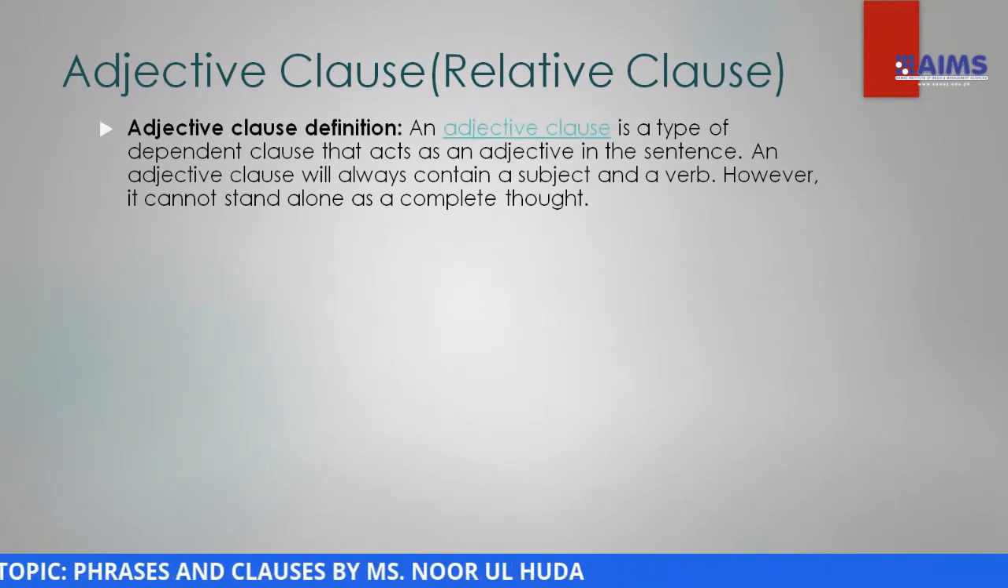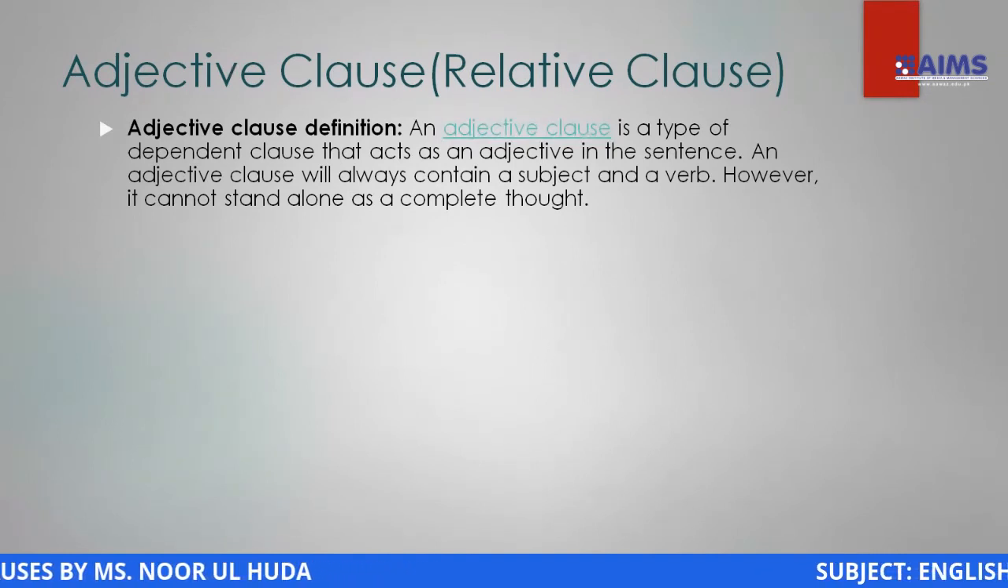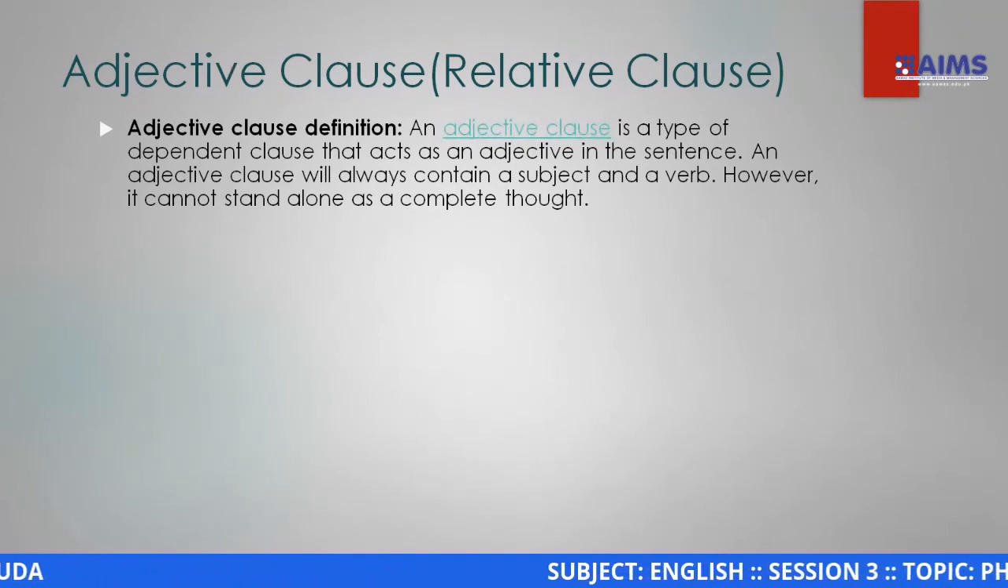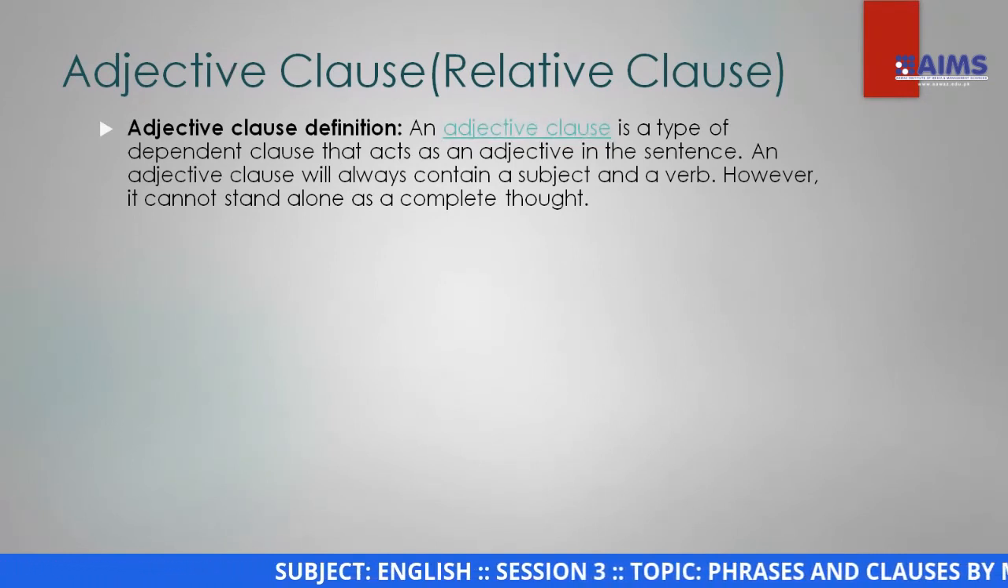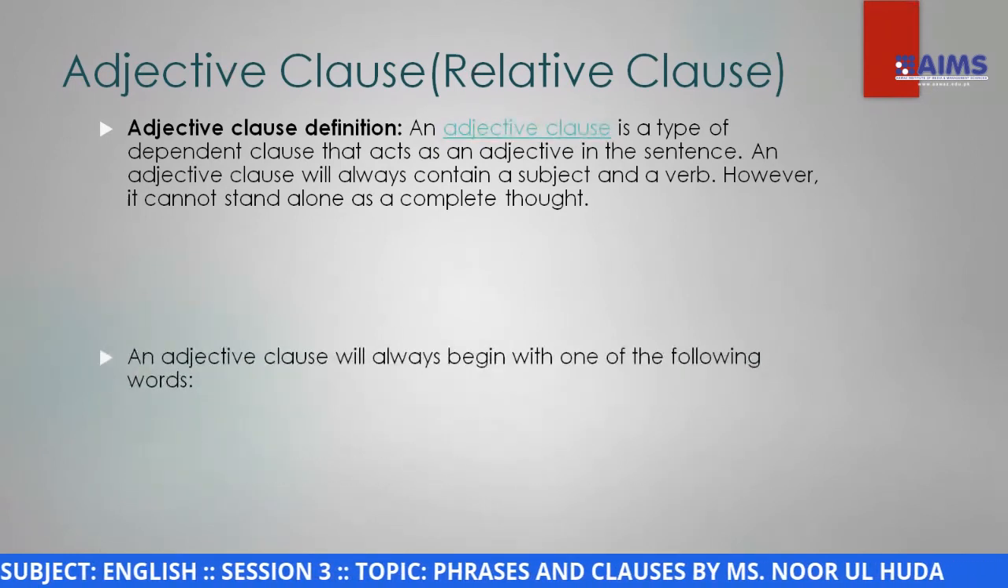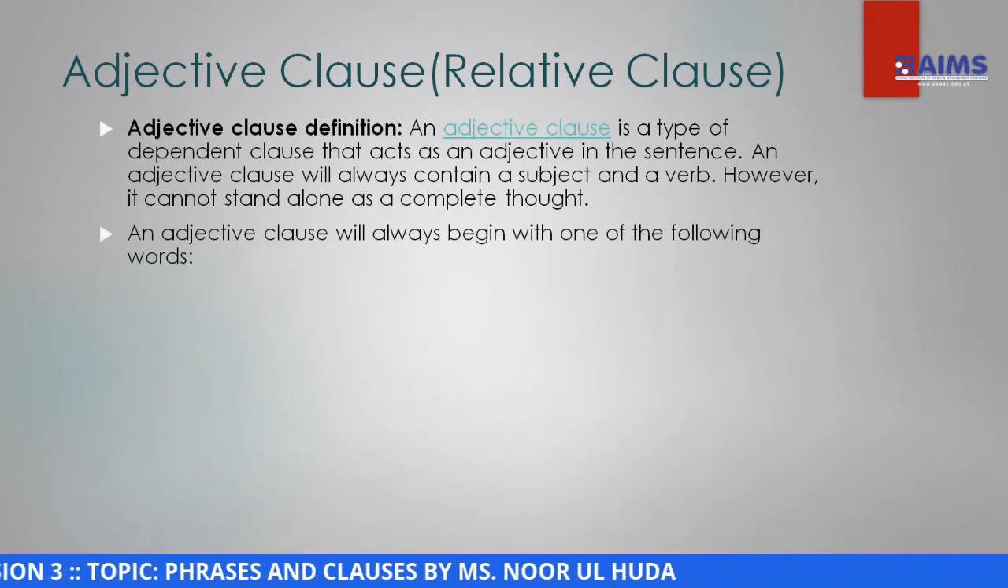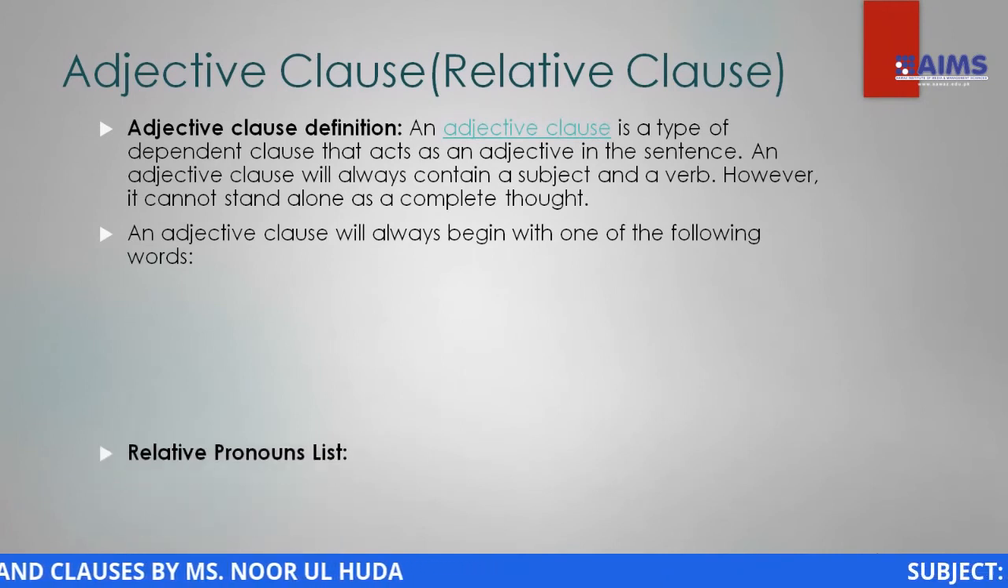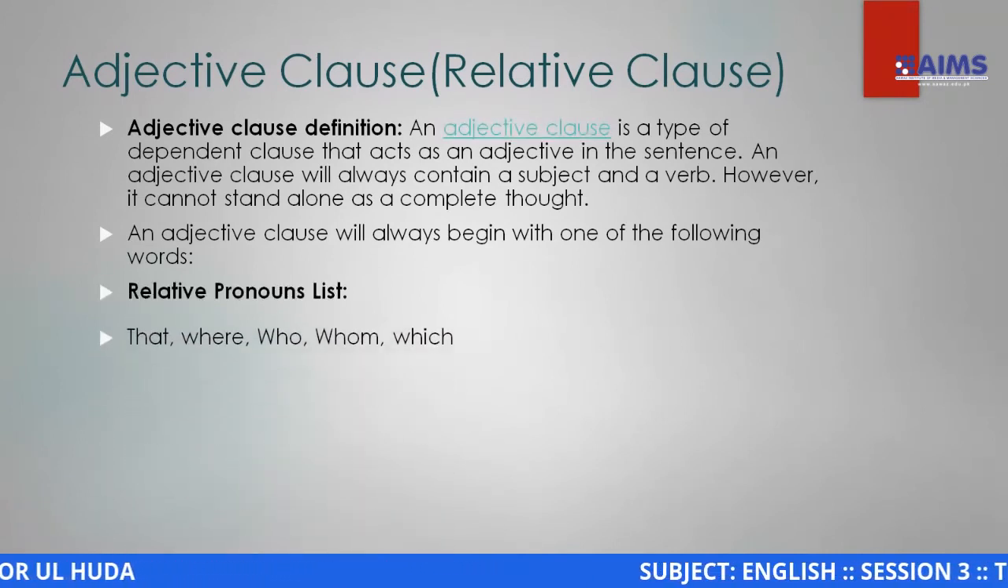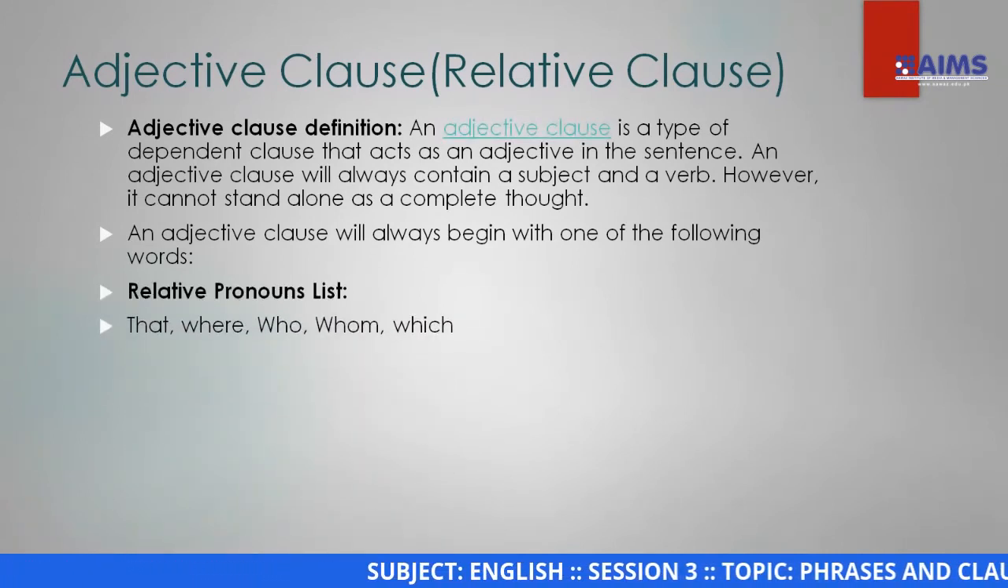Adjective, noun, and adverbial clauses, all three are actually types of dependent clauses. An adjective clause will always begin with one of the following words: that, where, who, whom, and which.